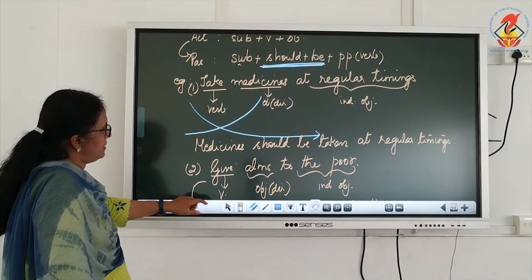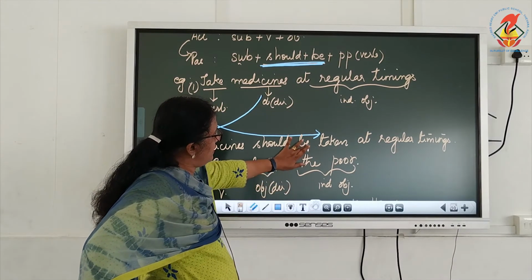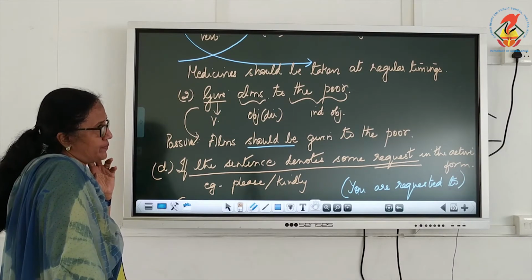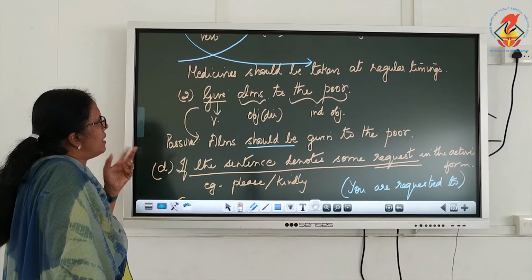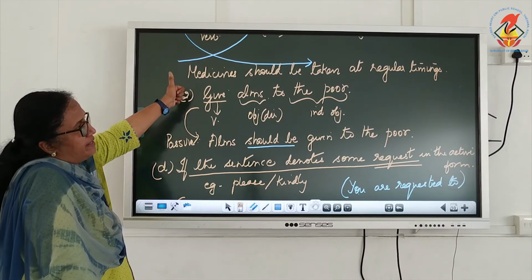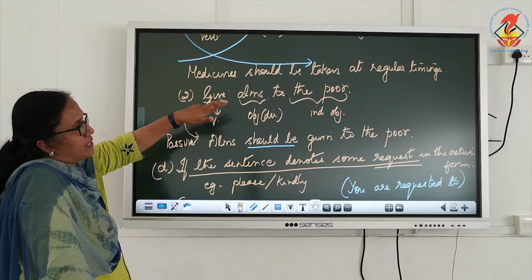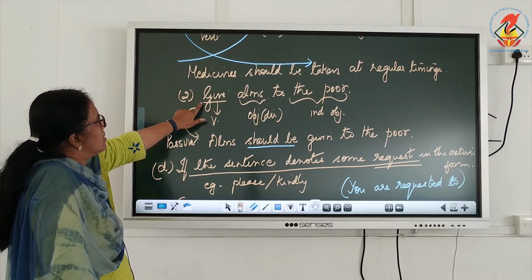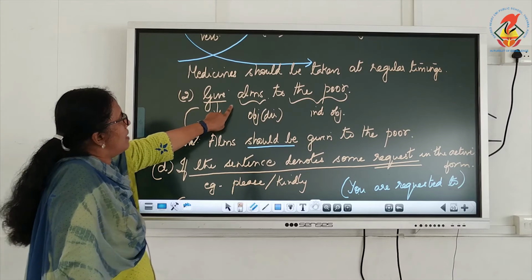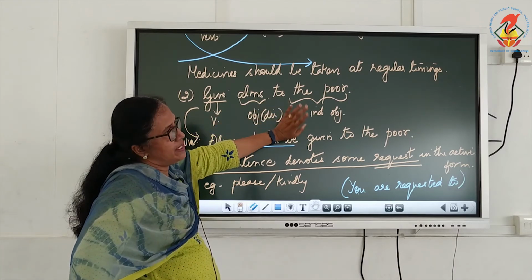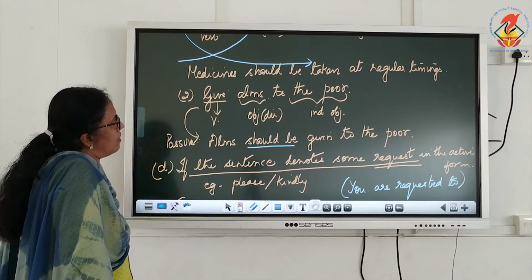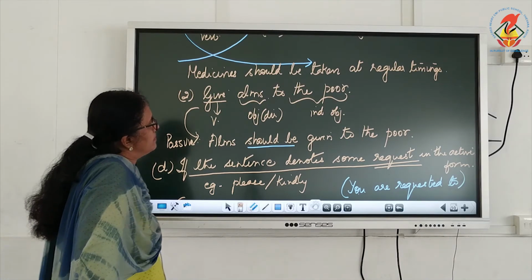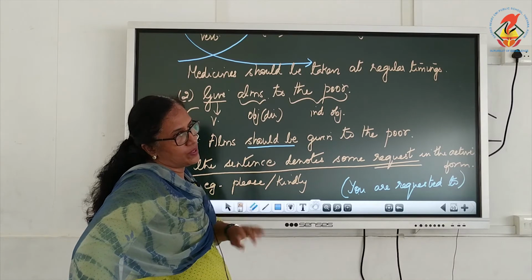Now, seeing the next example, example number 2: "Give alms to the poor." Here also we identify the subject, verb and object. There is no subject, the subject is missing. The verb is "give," "alms" is the object, and "to the poor" is the indirect object. Now, how are you going to go? "Alms should be given to the poor."